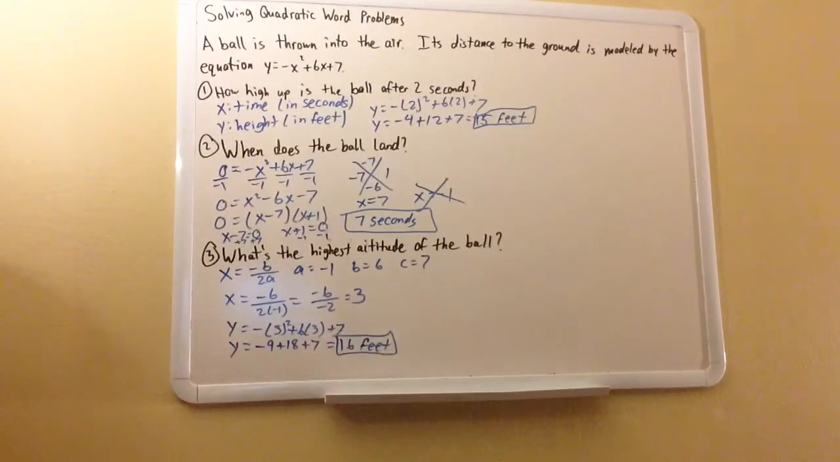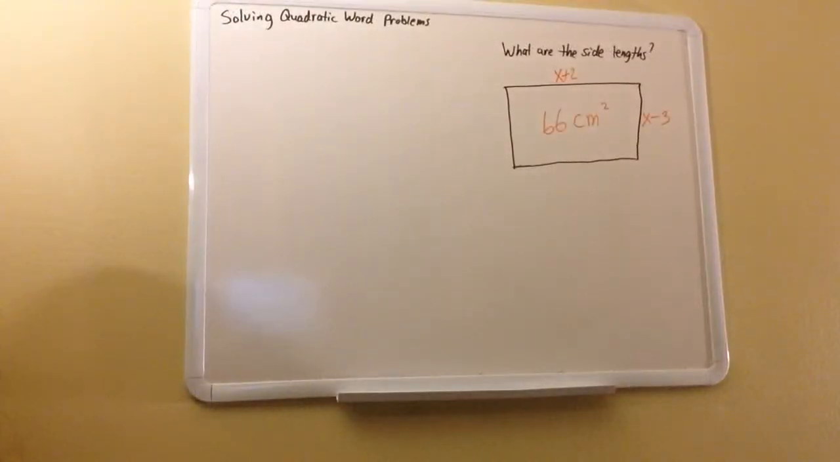Okay, so now we have completed this example. Like I said earlier, I will show you one other example of a different type of problem, and then I'll give you your bonus questions. Okay, so this is our second type of quadratic word problem.